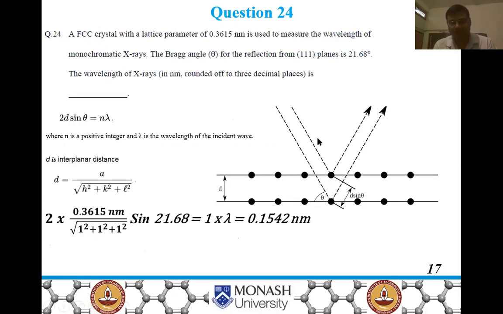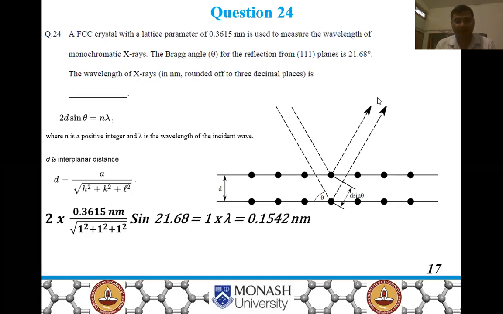Question number 24. An FCC crystal with the lattice parameter of 0.3615 nanometer is used to measure the wavelength of monochromatic X-rays. The Bragg angle theta for reflection from 111 plane is 21.68 degree. The wavelength of X-rays in nanometer rounded off to three decimal places is.